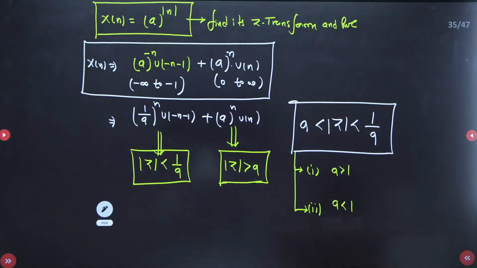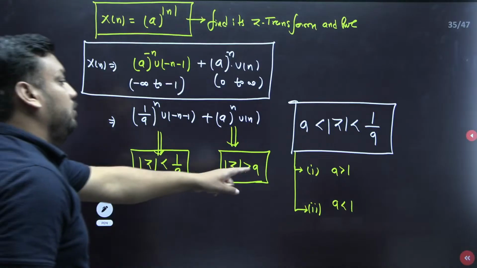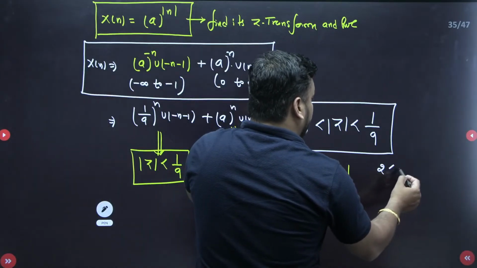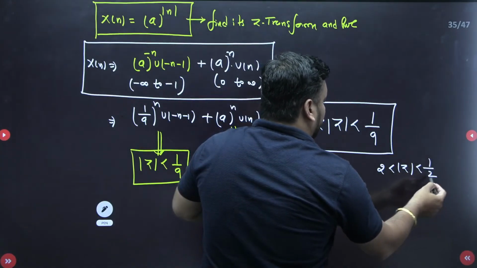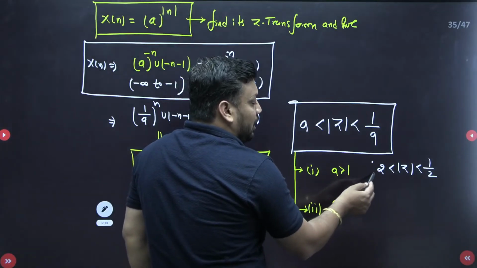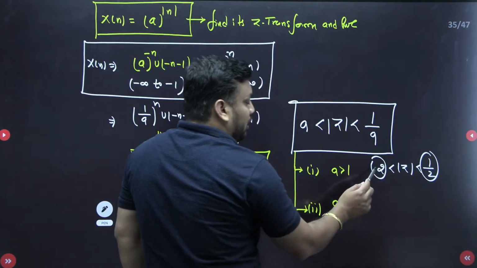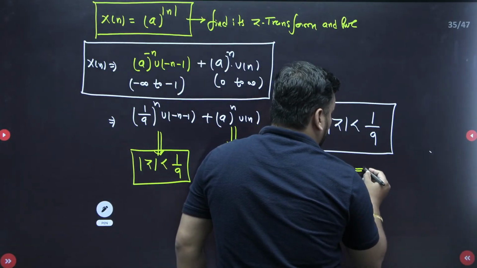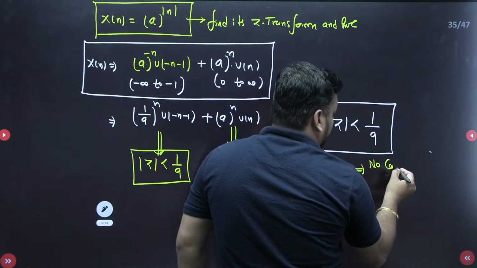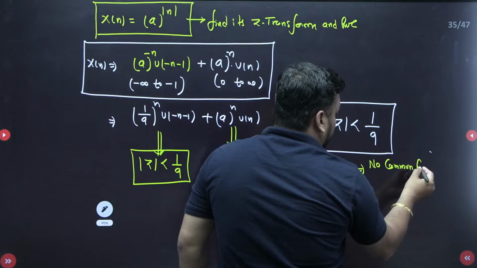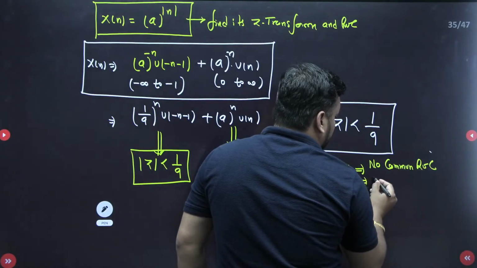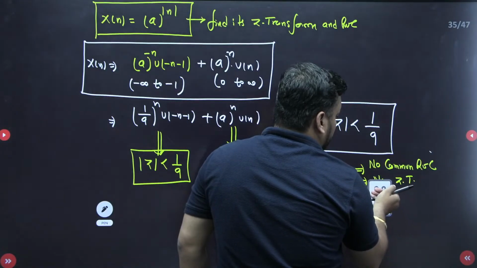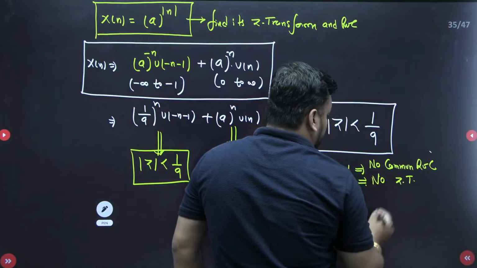Sir, if a is less than 1, then only we will get the common ROC. Shabash. If a is greater than 1, suppose the value is 2, then your ROC will be 2 less than mod of z less than half. That is not possible because the lower limit is greater than the upper limit. So you should write here no common ROC, and because of no common ROC, no z transform.